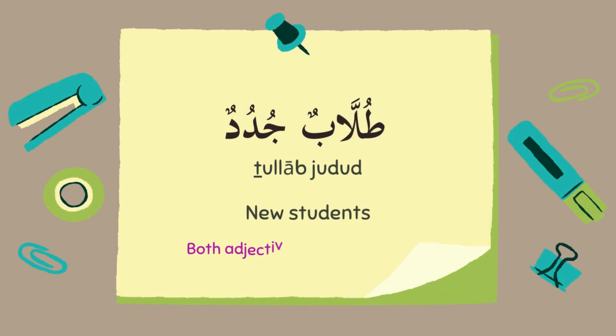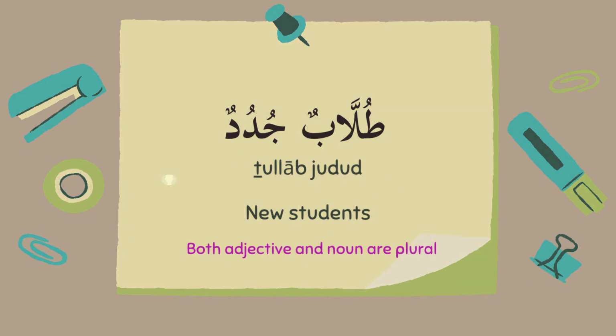Let's look at another example. Let's look at the phrase Tullab Judud, new students. Here, Tullab is the mausuf or the noun. Judud is the sifa or the adjective. The adjective comes after the noun and agrees with its gender and also number. So, it means new students. Both adjective and noun are plural.